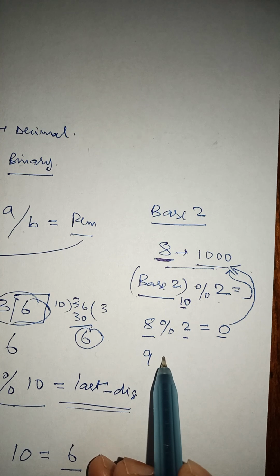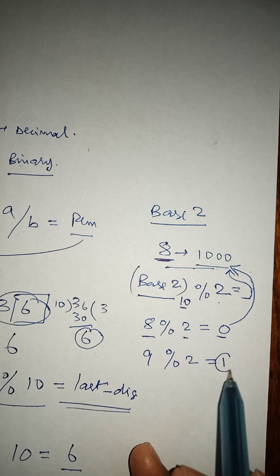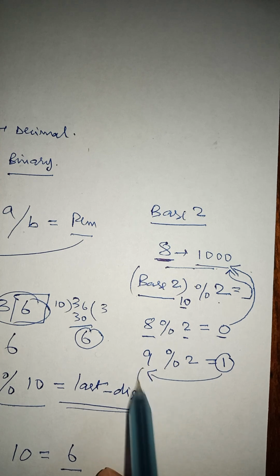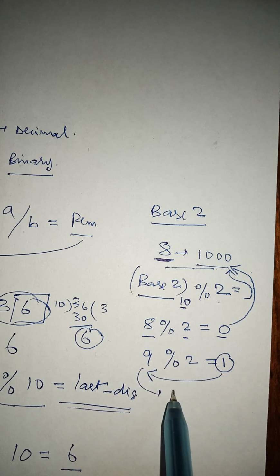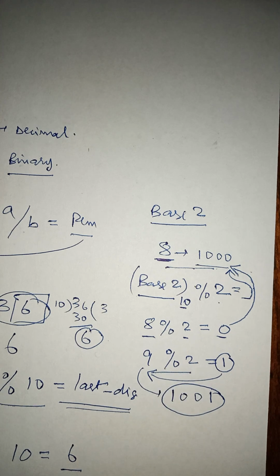Another example, suppose I am considering 9. This 9 modulus 2 will give me 1. And what is this 1? It is nothing but the last digit in the binary representation of 9. And what's the binary representation of 9? It's 1001. So any number modulus 2 will give me the last binary digit, and any number modulus 10 will give me its last digit in its decimal representation.